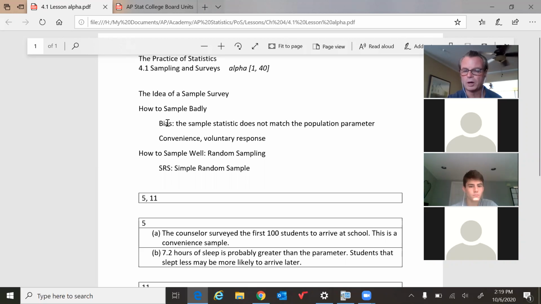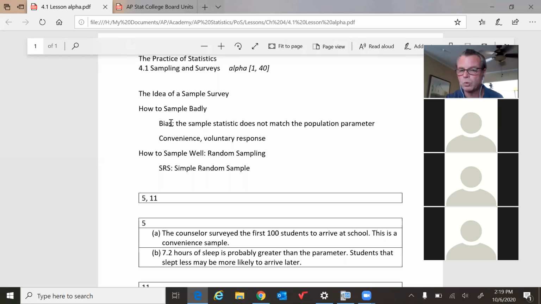This bias, you are accountable for that, meaning literally to memorize it. And bias is when the sample statistic does not match the population parameter. Now, this is very alliterative, right? You've got sample statistic. The S's go together, population and parameter go together. Well, what does this mean? We're trying to find out something about the parameter without conducting a census and asking everyone.